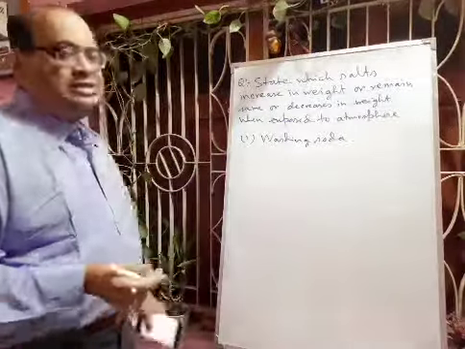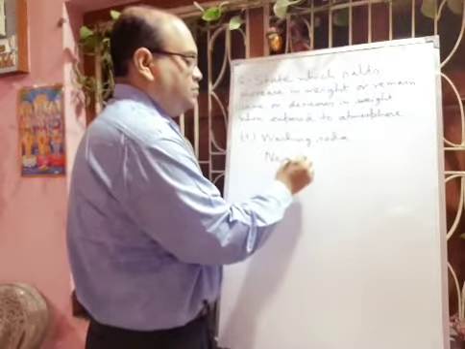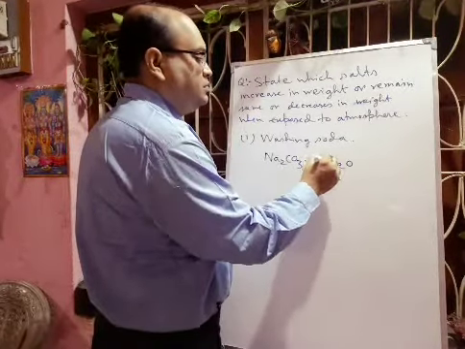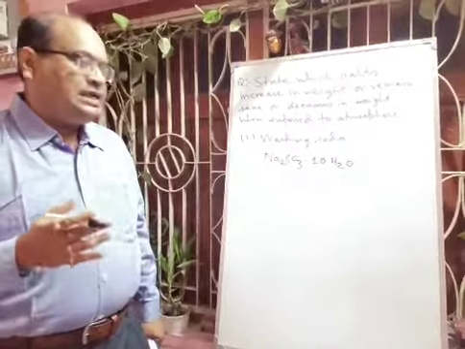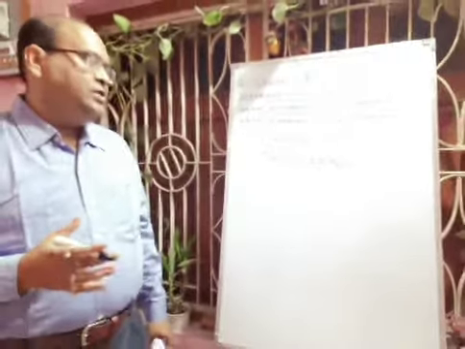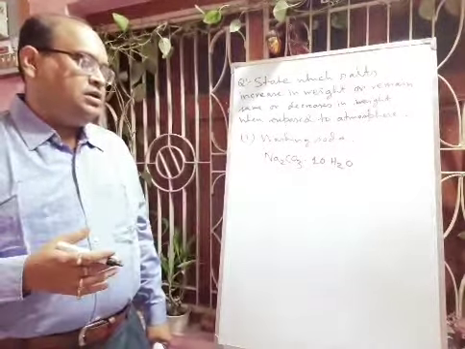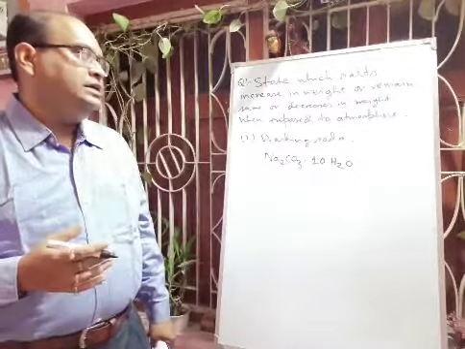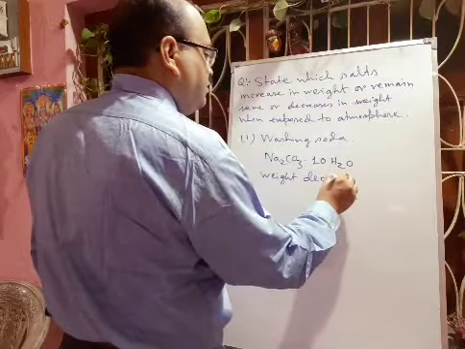All of you know that washing soda formula is Na2CO3.10H2O. So in this case, definitely it loses the water of crystallization, because inside the crystal, vapor pressure will be higher compared to the atmospheric pressure, so definitely it will lose water. That is called efflorescence, and definitely it will decrease its weight, so here weight decreases. That will be your answer.